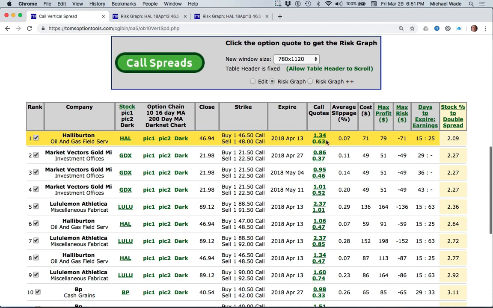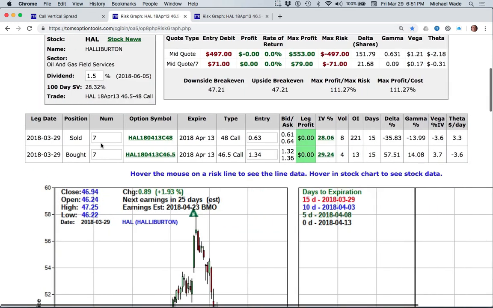So just as an example, let's hop into Halliburton, and I've already got a risk graph up here. So this is Halliburton. I position sized it to 7. So I want to do 7 of these so I can keep my risk at around $500. So the cost of this trade is $497, and that corresponds with the maximum risk. The maximum profit in the trade is also calculated for you. That's at expiration typically. And of course I've got the price per one contract, which is $71. Multiply that by 7 and you get $497. So price per one contract, price for the position, which happens to be 7 contracts.